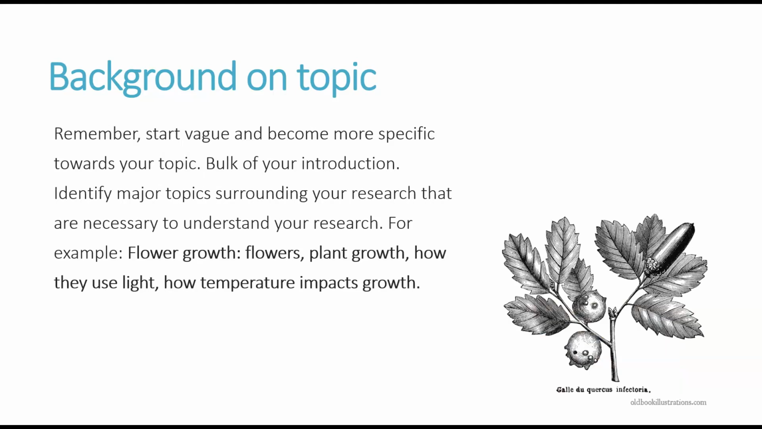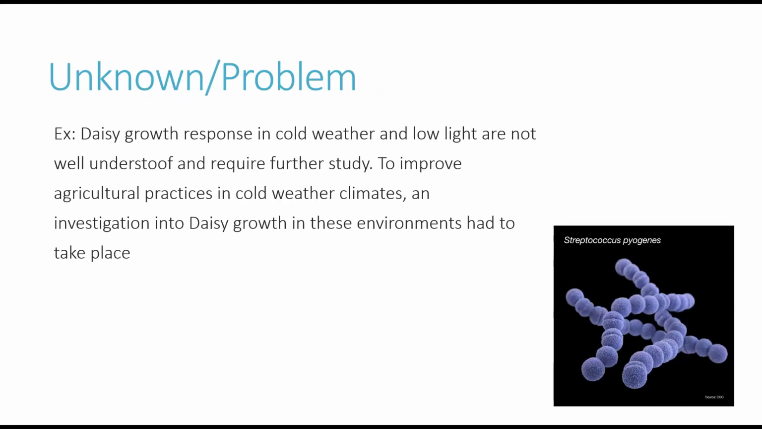So remember, we're going to start vague and become more specific. For example, if we're working with enzymes, you would talk about what enzymes are. What class of molecule are enzymes? Talk about what they do. And then talk more specifically about how different parameters like pH and temperature affect enzymes. Then you might want to talk about the specific enzymes that we used in that lab. So we went from not very specific to much more specific, to our particular enzyme.